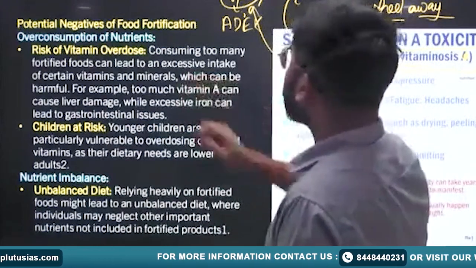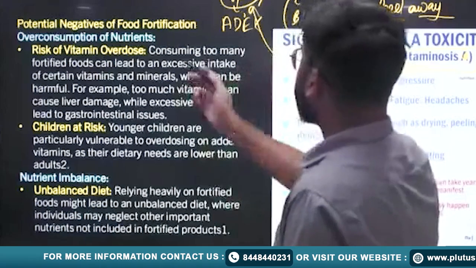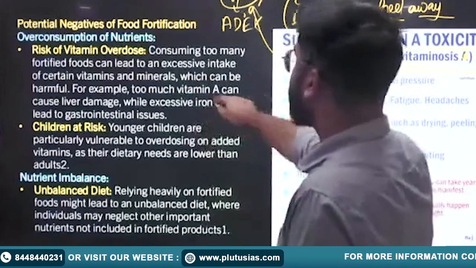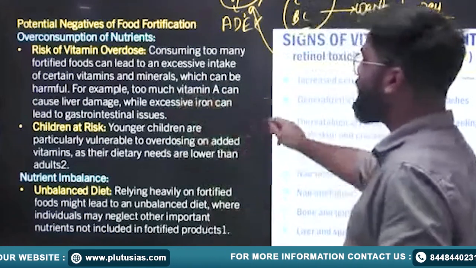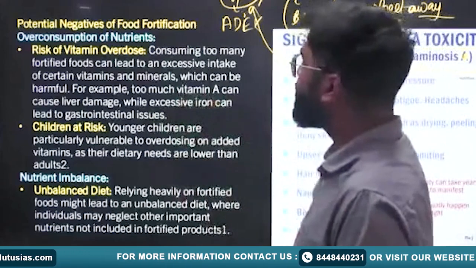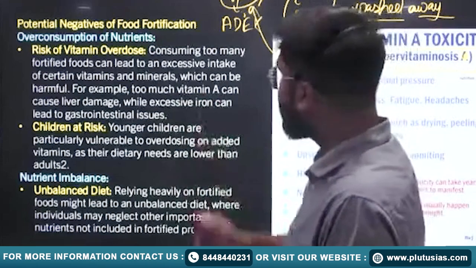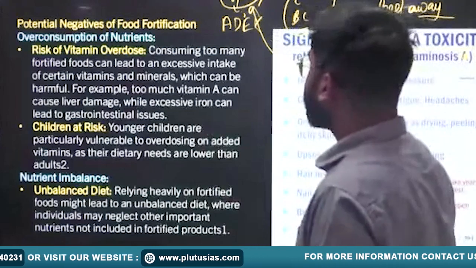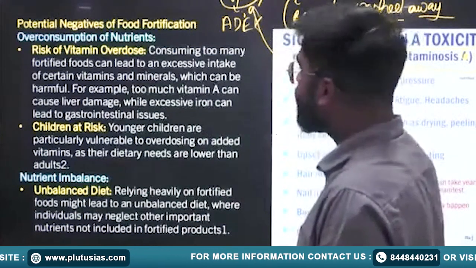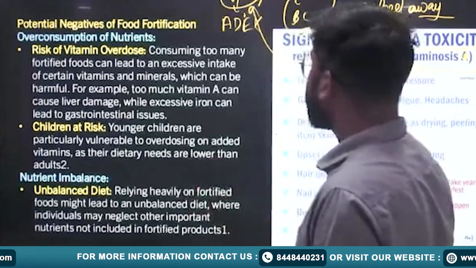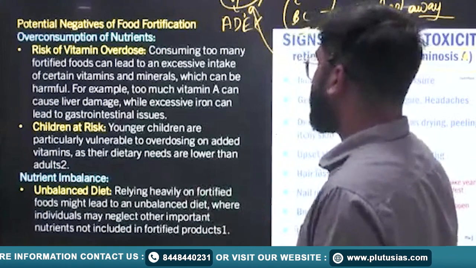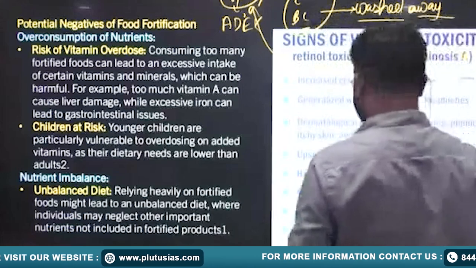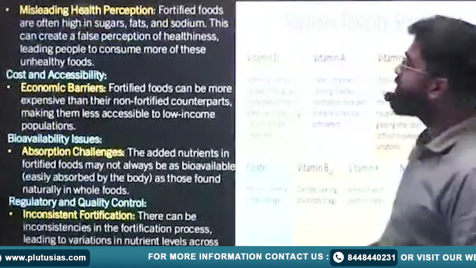Then, risk of overdose. Consuming too many fortified food can lead to the excessive intake of certain vitamins and minerals, which can be harmful. For example, too much vitamin A can cause liver damage, while excessive iron can lead to gastrointestinal issue. Okay, first thing. Then, children at risk. Younger children are particularly vulnerable to overdosing on added vitamins as their dietary needs are lower than the adults. Then, nutrient imbalance. Unbalanced diet. Relying heavily on the fortified food might lead to the unbalanced diet where individuals may neglect other nutrients not included in the fortified products.